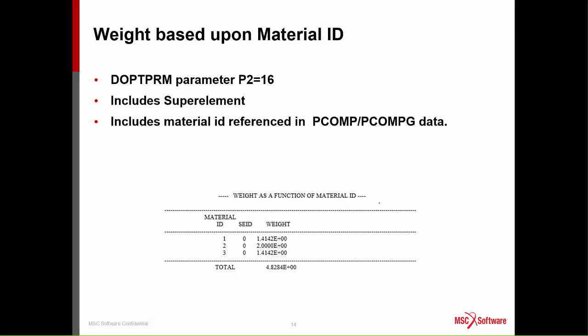It actually built upon something that existed in the program before, but not too many people knew about it. When you did optimization before and used the parameter P2 equals 16, or included 16 in the calculation of P2 on the DOPTPRM bulk data card, we used to tell you this information. We used to tell you the material weight based upon the material ID. Now we're actually using that in a response function.